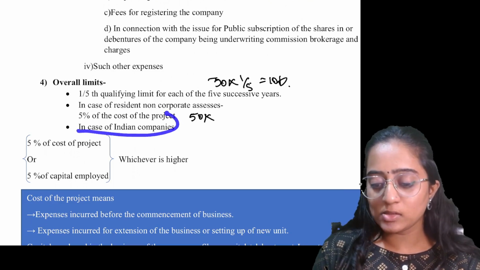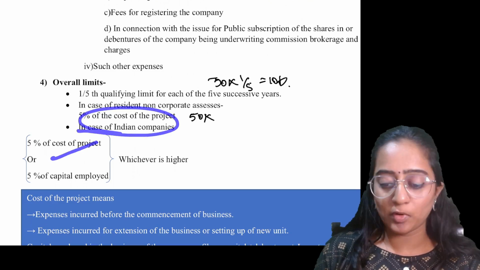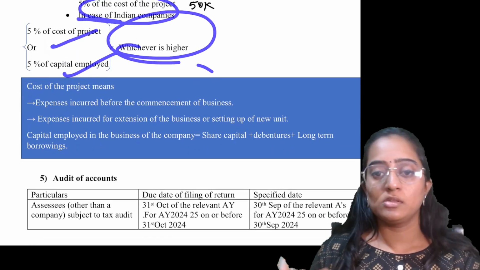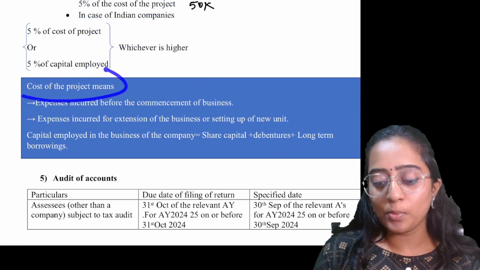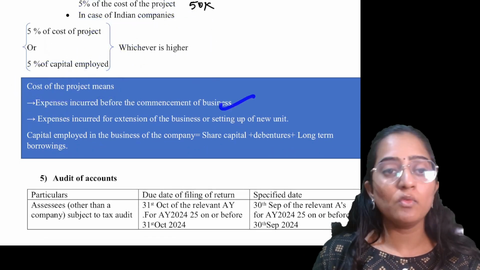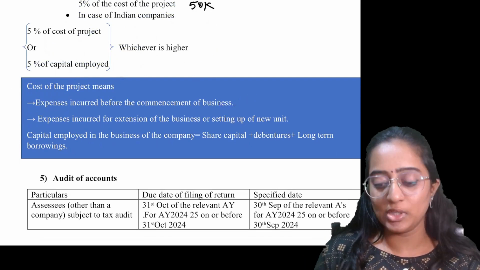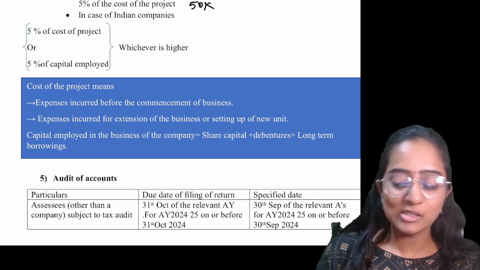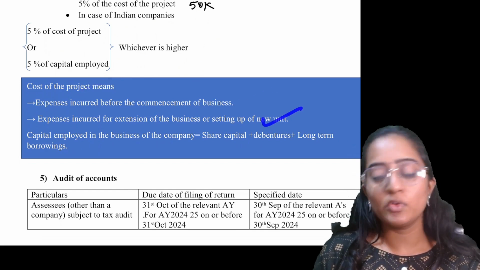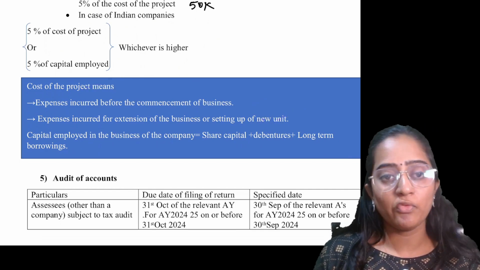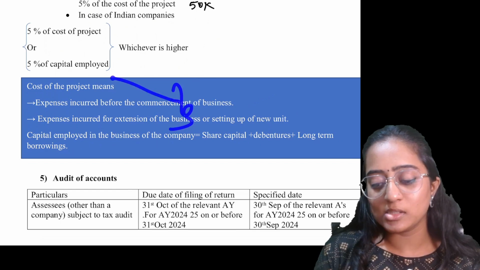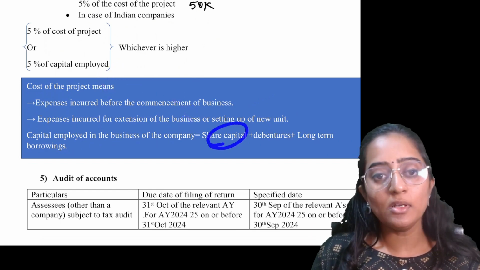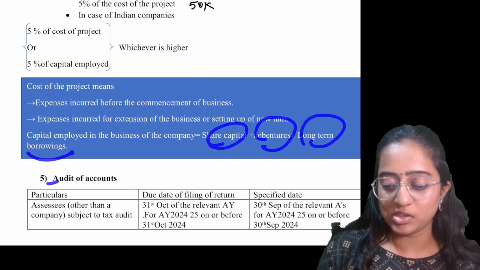Clear? In case of Indian companies, it is 5% of the cost of project or 5% of the capital employed, whichever is higher, that you would get. So what would be considered as your cost of project? Cost of project means expenses incurred before the commencement of the business, or expenses incurred for the extension of the business or setting up of a new unit. This too will be considered as the cost of project. However, capital employed includes the share capital, debentures, long-term borrowings, etc.